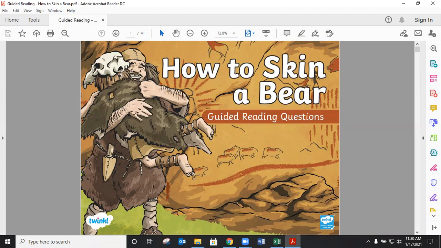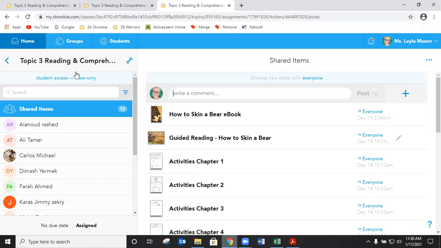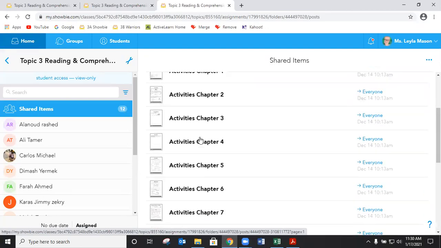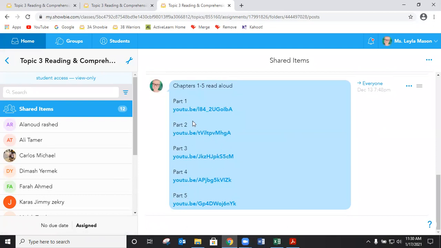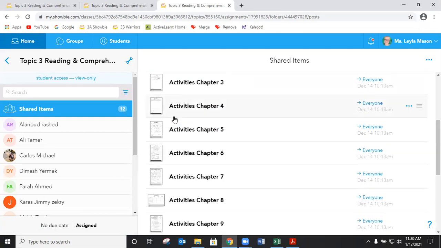What we have here are guided reading questions, and we have put this up onto Shobi. What you would do is go onto the English folder, go to topic 3, Reading and Comprehension. You can see here we have an ebook, How to Skin a Bear ebook. We've got the guided reading PowerPoint. We have some activities per chapter. These will be optional homework activities that have some fun activities and some SPaG activities. And then also we have a video of the book being read aloud. So while you're reading your chapters, you can use the audio as well to help you read.